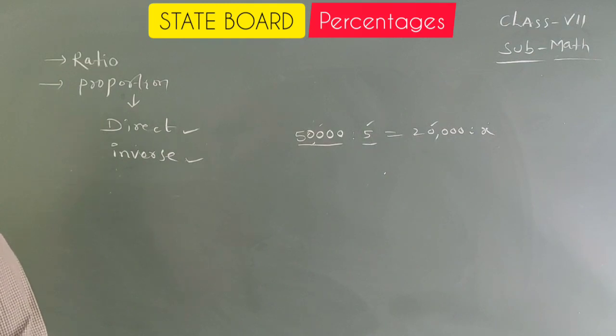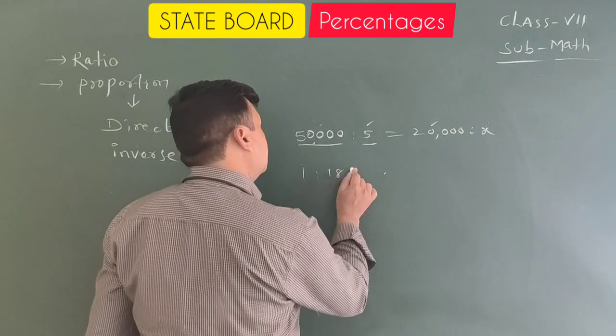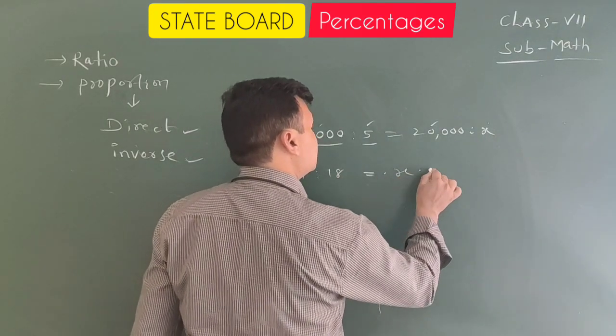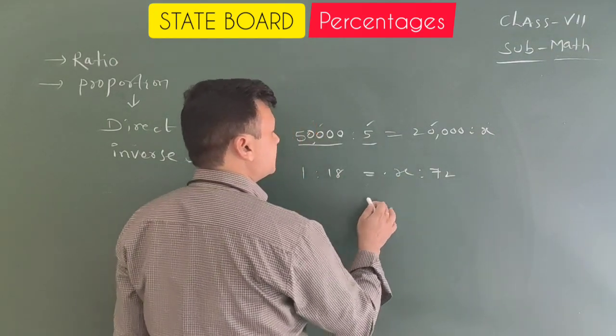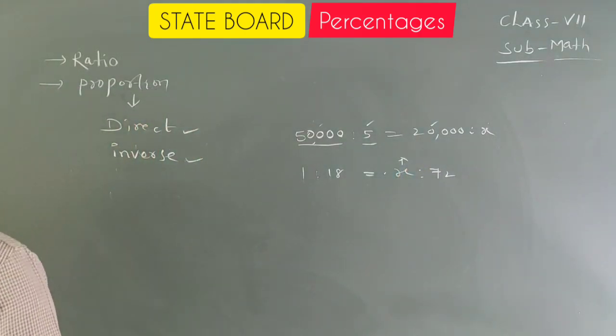Next, third: Sushma has a road map with a scale of 1 centimeter representing 18 kilometers. She drives a road for 72. Here 1 is for 18, and x is for 72. How many kilometers for 72? So we need to find the value of x with the help of proportion.